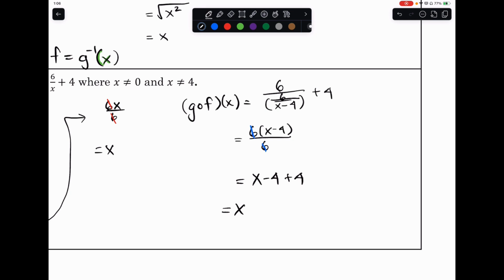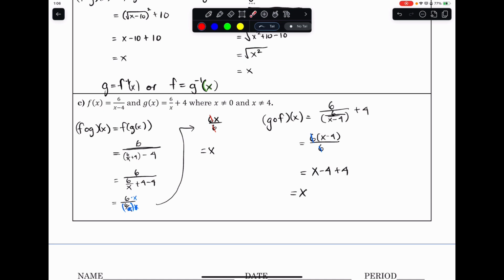And so there, since we get x when we do the composition of f of g, and we get x with the composition g of f, that means that f is equal to the inverse of g, or g is the inverse of f. This is just stating that we can think about these functions as the inverse of the other. And the order doesn't matter. Whichever one you write is going to be correct regardless.